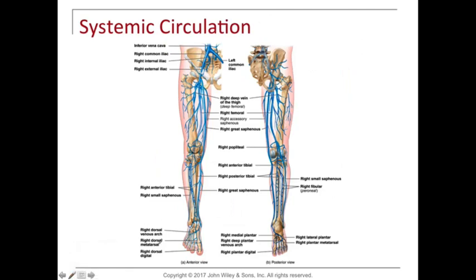Again, just kind of like in the hand, I had the digitals. Then there was the palmar arches. So now here we've got the dorsal venous arch, dorsal metatarsal arch, on the bottom side, plantar venous arch. They start to move their deoxygenated blood upward.